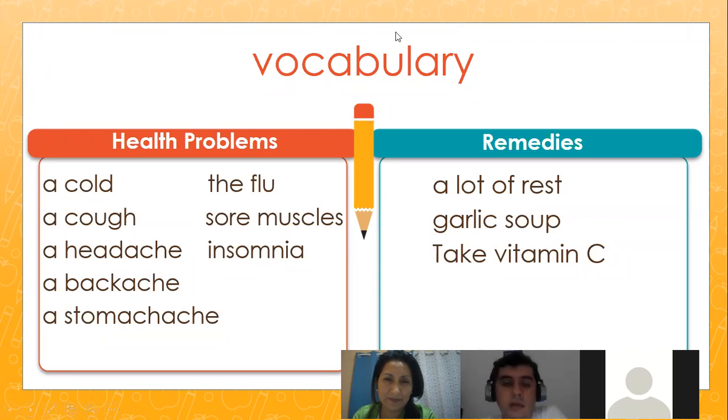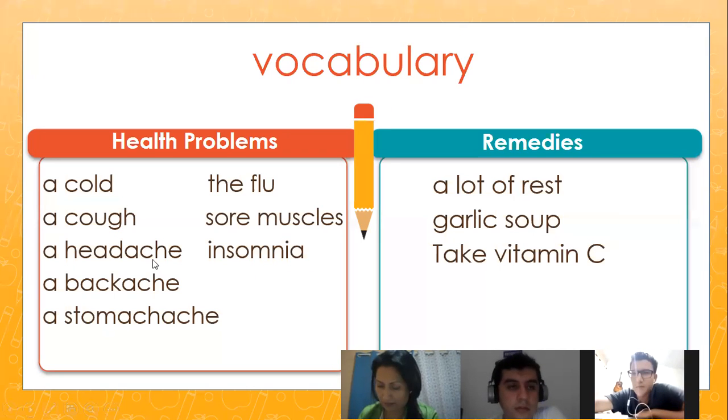Ache or H, you can see here, means dolor, right? So we say headache. Okay, repeat, please. Insomnia. A backache. A stomachache.